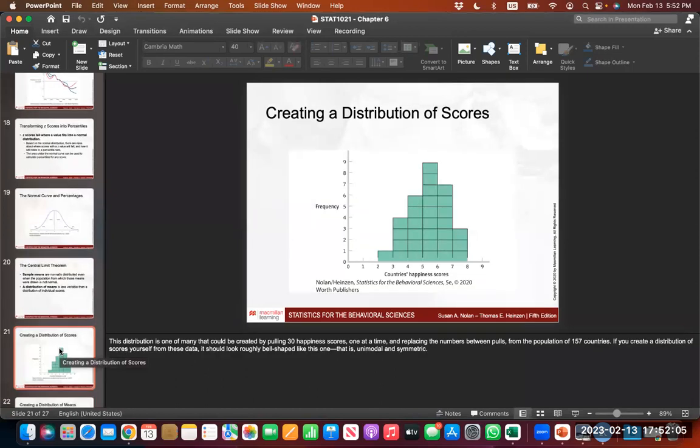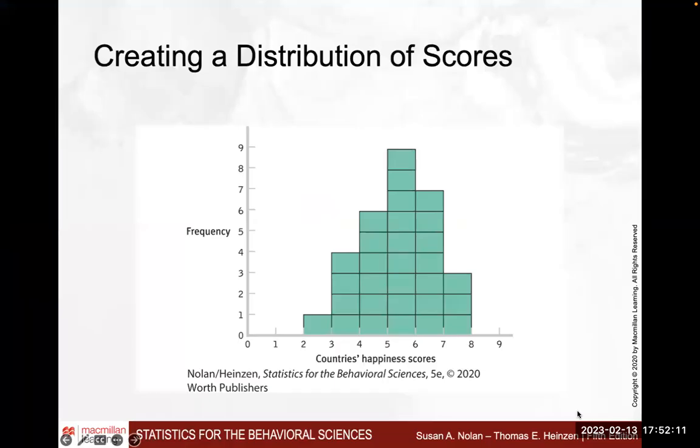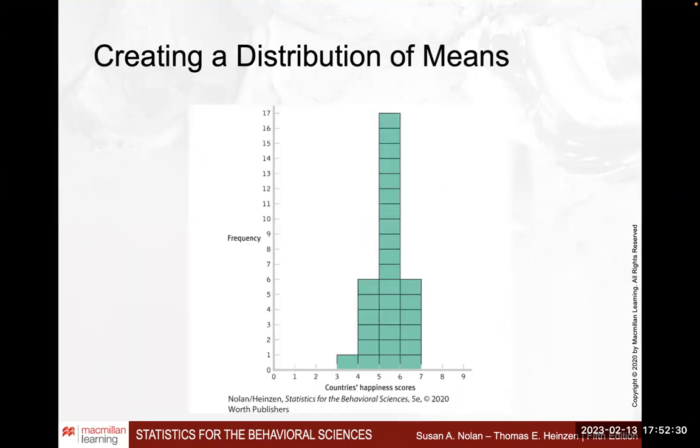And here's the graphical example. So we're back to the happiness scores. These are 150 happiness scores that we have, and we're drawing now a distribution of scores. So that's individual scores. That's not really a beautiful distribution. And we know that the mean is 5.38, which we see somewhat reflected in this sample.